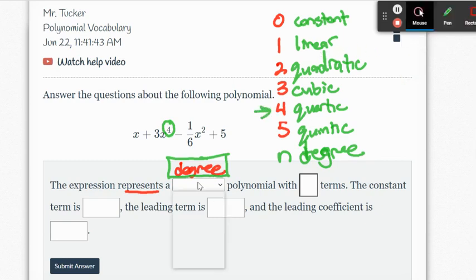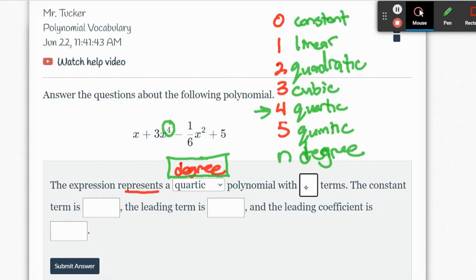So we just click the drop down, find quartic. They're not in order necessarily. There it is right there, quartic. And it has how many terms? This time we're not naming it. There isn't actually a name for 4 terms anyway. There are 4 terms here.